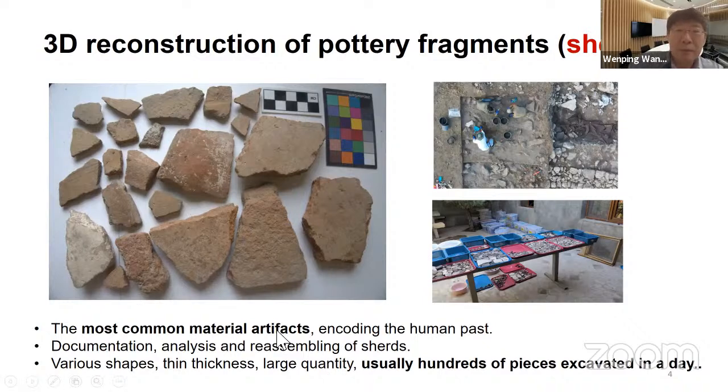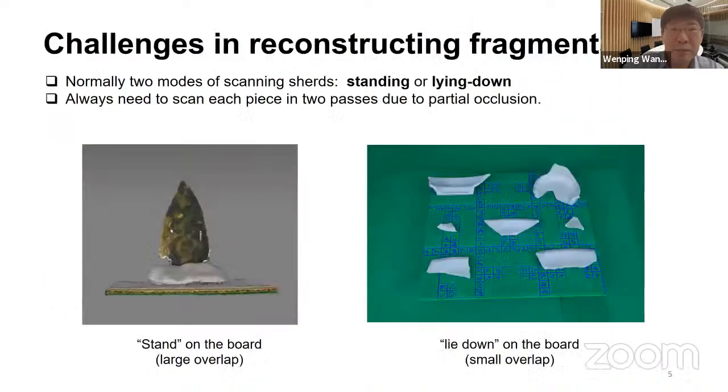These fragments are the most common artifacts found at archaeological sites. They are very useful since they encode our human past. The task is how to get digital models of these fragments for documentation, analysis, and resampling purposes. This task is very challenging for several reasons, mostly because they come in different shapes. They're very thin. Normally in a day at a typical archaeological site, you would uncover hundreds or thousands of such pieces. Therefore, the speed of scanning these objects is important.